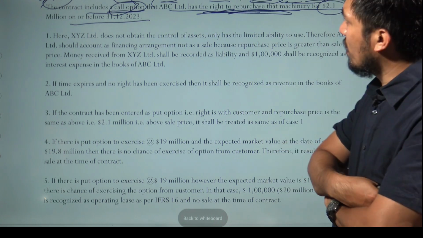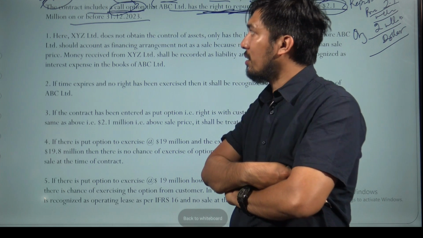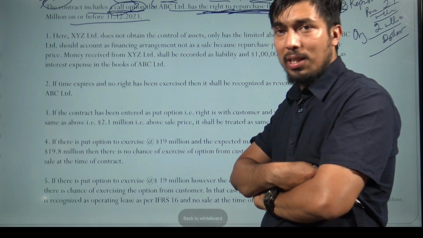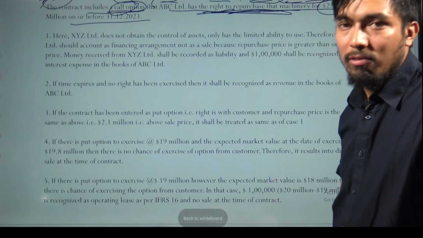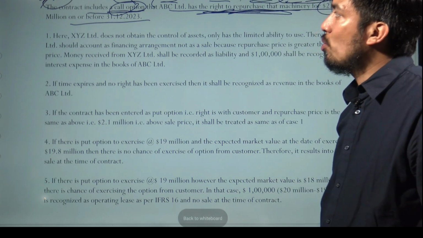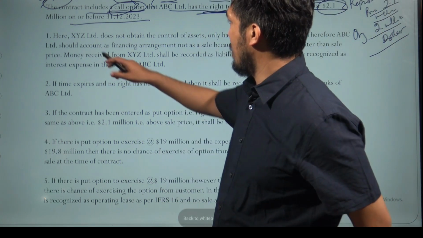So it will be considered as a financing arrangement, not a sale, because there is no control of the assets within the buyer, that is with XYZ Limited. Control of the assets is within ABC Limited. So it's not a contract of sale, it's an arrangement of finance. Arrangement of financing $2 million from XYZ Limited to ABC Limited. This is the answer here.